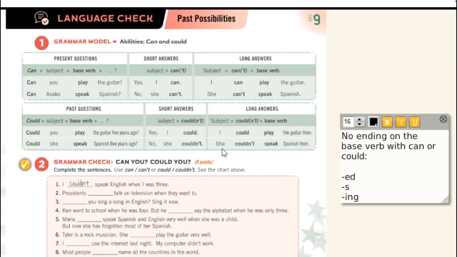Okay, could and couldn't. We'll do couldn't, right? Could she speak Spanish 5 years ago? No, she couldn't. She couldn't speak Spanish then. No, she couldn't. 그때 스페인어 말할 수 없었어요. She couldn't speak Spanish. Okay, this is a short answer. This is a long answer.